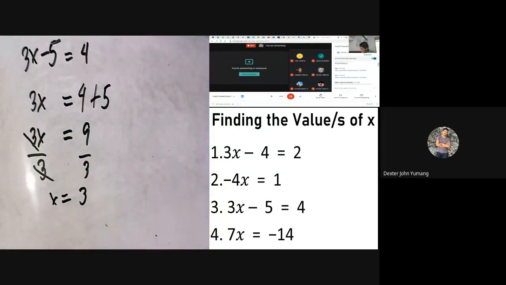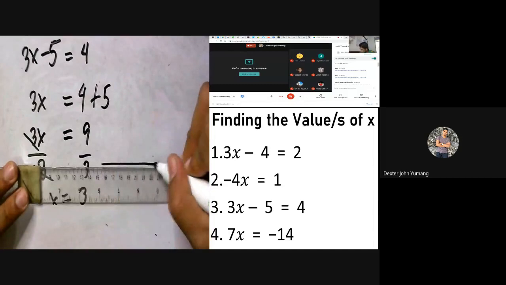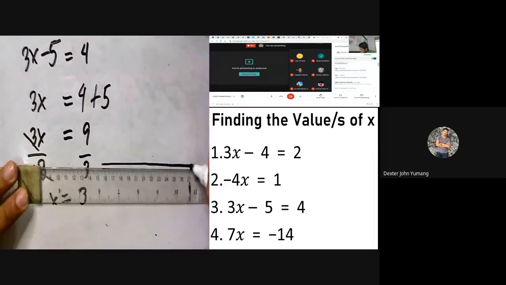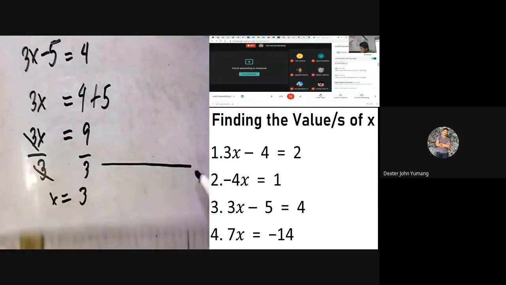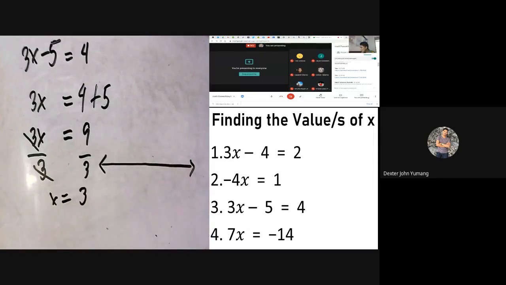Okay, so let's do the graphical method. So that is a straight line. I used the ruler, but the camera is tilted because it's at a 10-degree angle. Okay, so let's have 3. 3 is positive, so let's focus on the positive numbers.